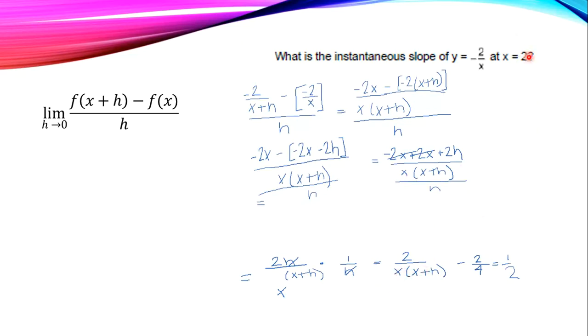If they don't give me a specific x value, you could just leave your answer as 2 over x squared times the x's. Okay, but in this case, they gave me h because that was the limit, and they also gave me my x's. So I plugged everything in, and our final answer was 1/2. And that's it for the Module 2 review.